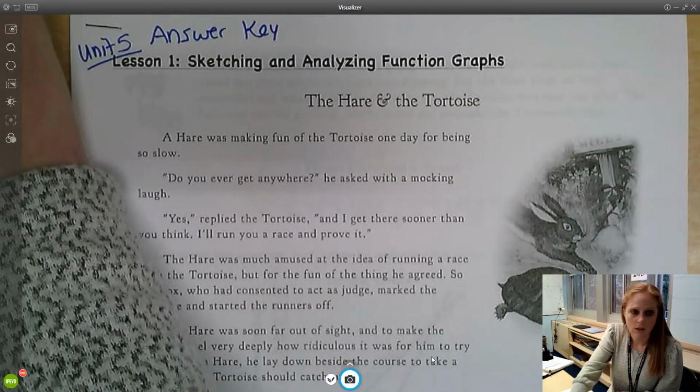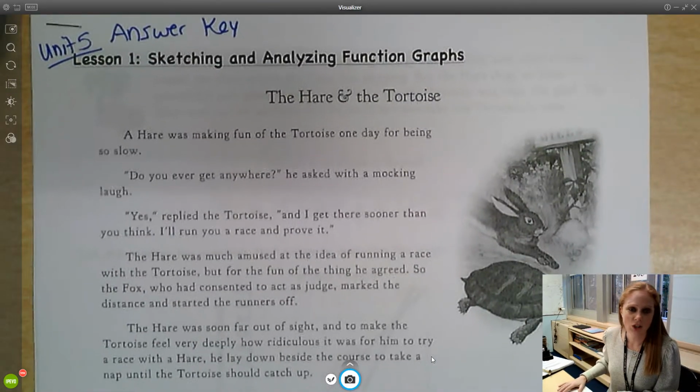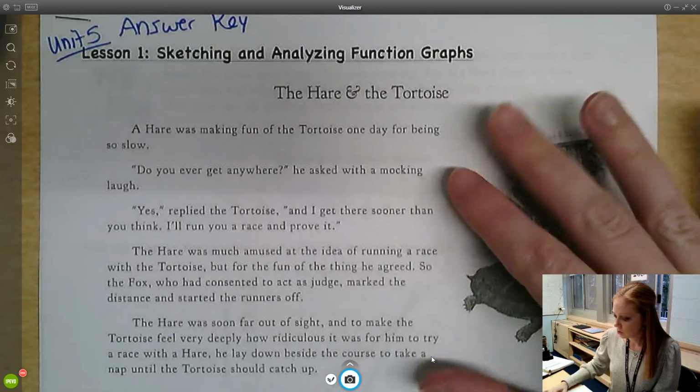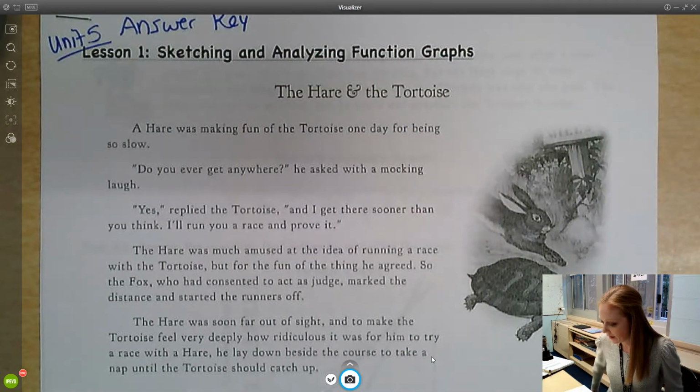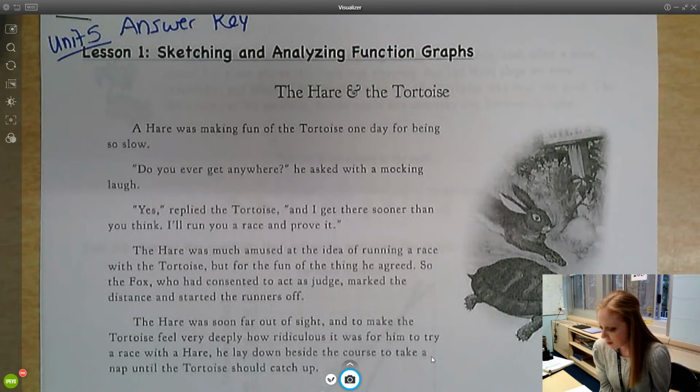All right. Unit 5, Lesson 1, Sketching and Analyzing Function Graphs. So we read the story about the hare and the tortoise. The hare was making fun of the tortoise one day for being so slow. "Do you ever get anywhere?" he asked with a mocking laugh.